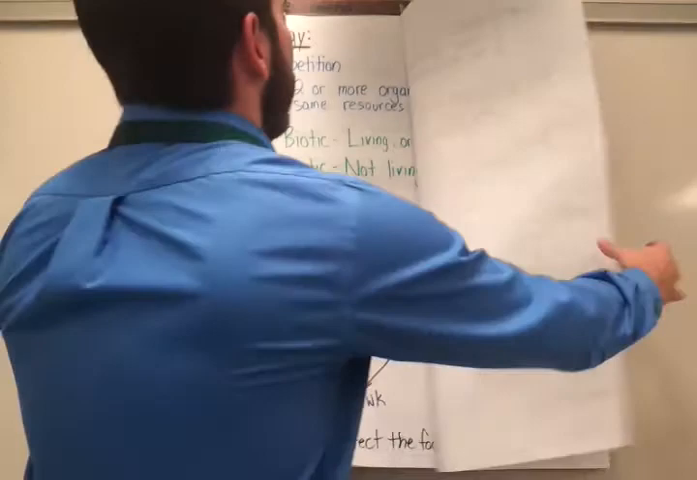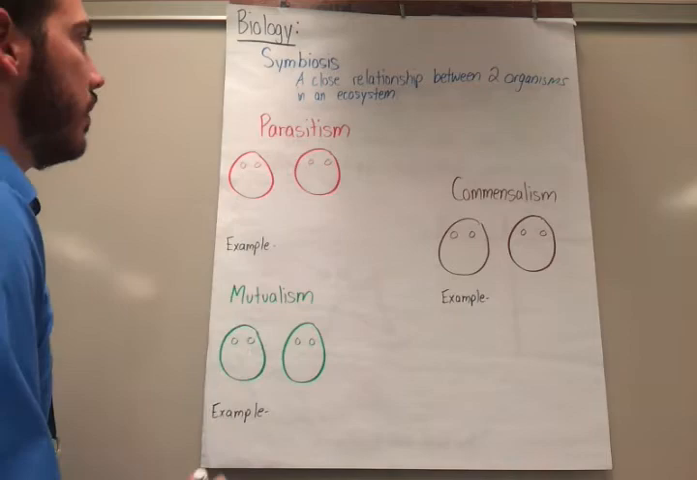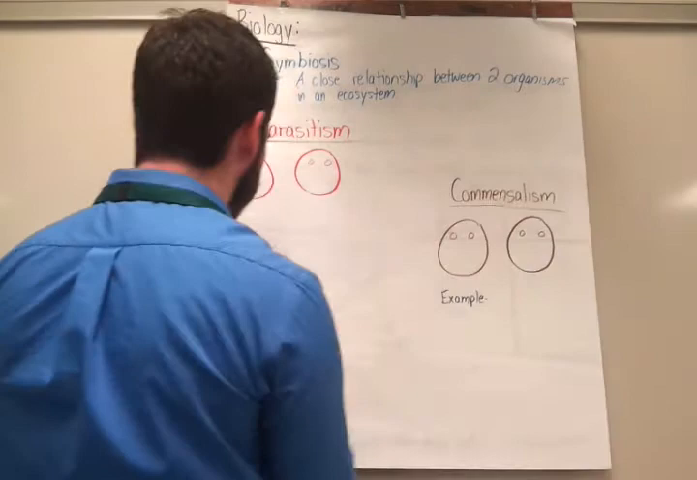Okay, so talk a little bit about symbiosis. Symbiosis is a close relationship between two organisms in an ecosystem. So three examples of symbiotic relationships would be parasitism, commensalism, and mutualism. Those are the three types.